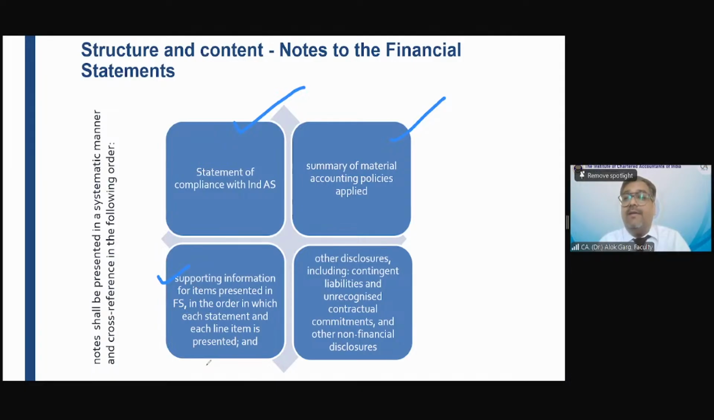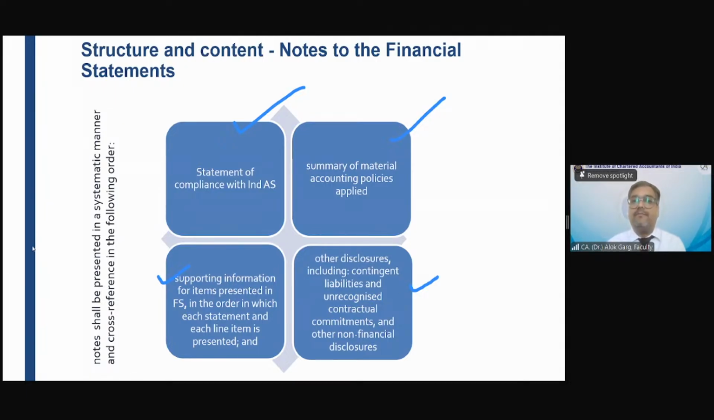Because in the balance sheet, you will find property, plant and equipment. But in the notes to accounts, you will find the gross block, accumulated depreciation, net block, and the class of asset: land, building, furniture and fixture, office equipment, aircraft, machinery. All this class of asset you will find in the notes to accounts. Then other disclosures, including contingent liability, unrecognized contractual commitments and other non-financial disclosures. Other disclosures means segment reporting, related party disclosure, capital commitment, contingent liability, actuarial disclosure, etc. And fair value disclosures, which are required as per the relevant Ind AS.